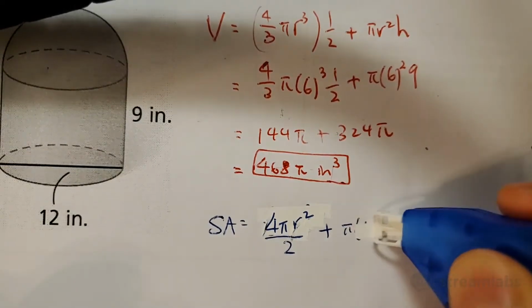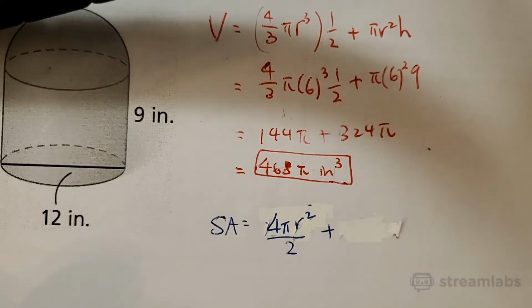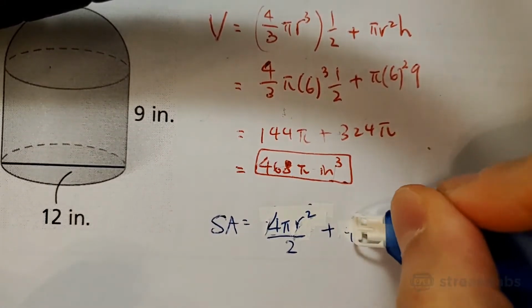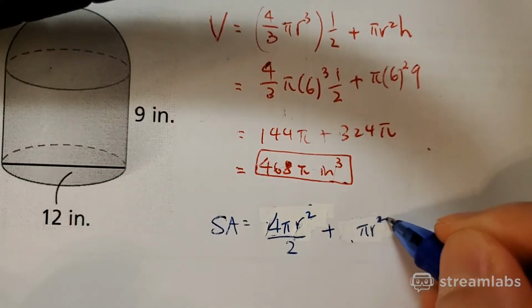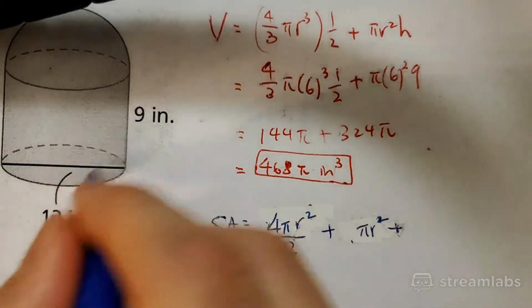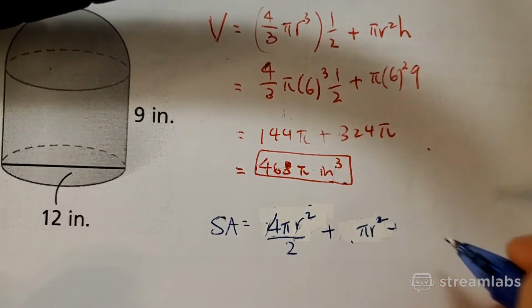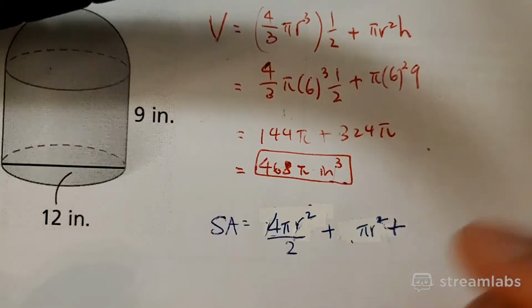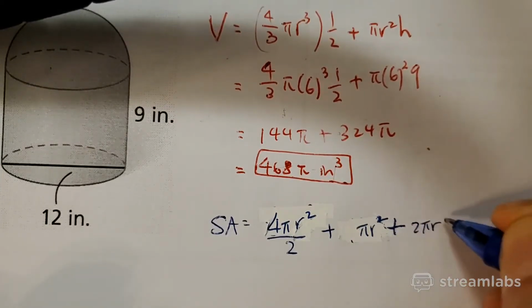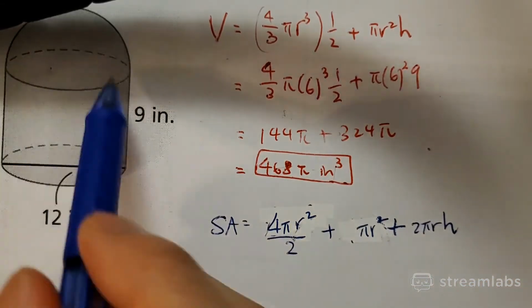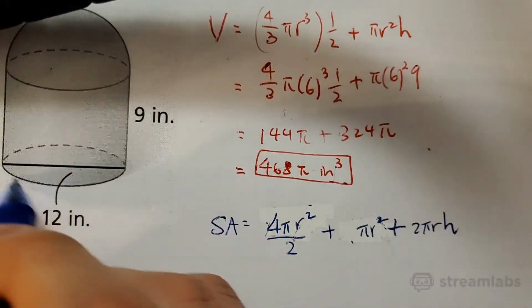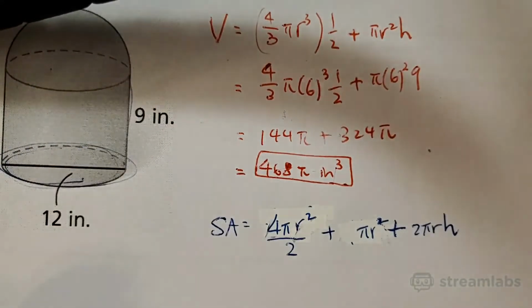Let me just put the formula down first, then we can look at the rest. So 4 pi r squared. Oh wait, pi r squared. Okay, and then the lateral area part. Remember how to do that? That part was 2 pi r h. Because this is the lateral part, which is the circumference times height. Circumference 2 pi r, right, times h.